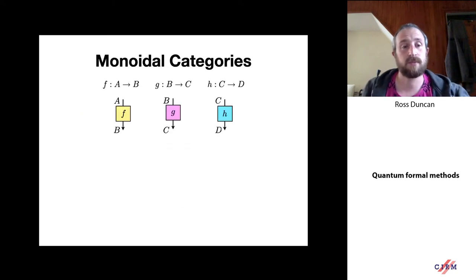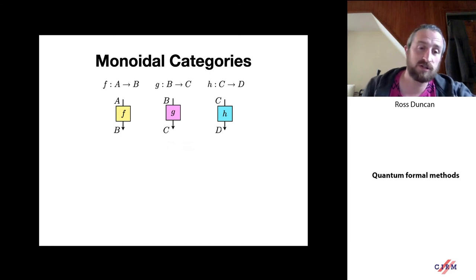So just having one picture does not make a very interesting calculus. So what is a monoidal category? First of all, we have lots of boxes, and we have some wires coming into them and coming out of them. I'm just drawing all these with one wire coming in and coming out, for simplicity. It could be different, any numbers.